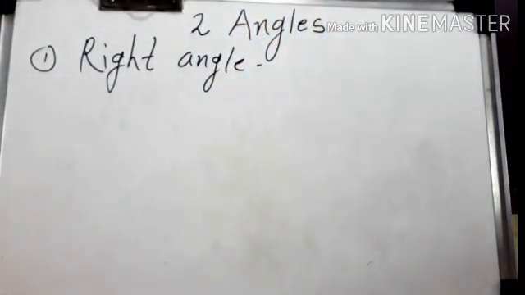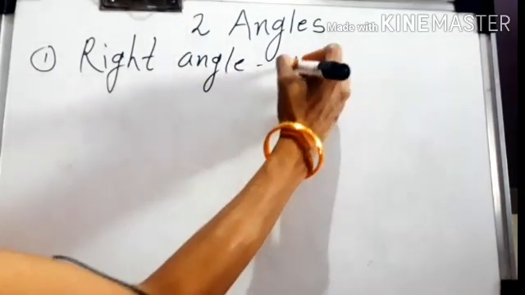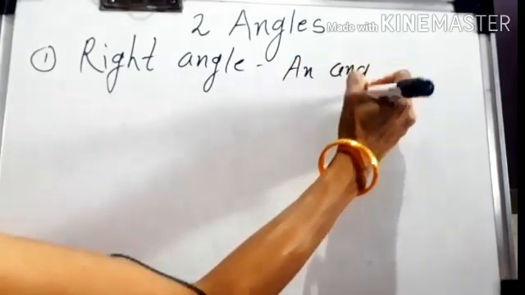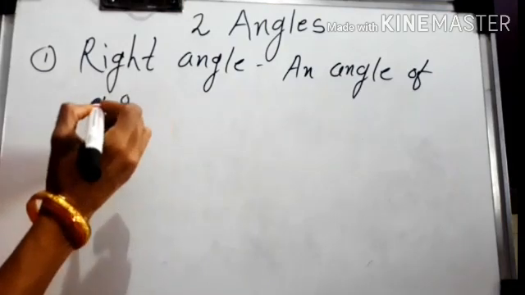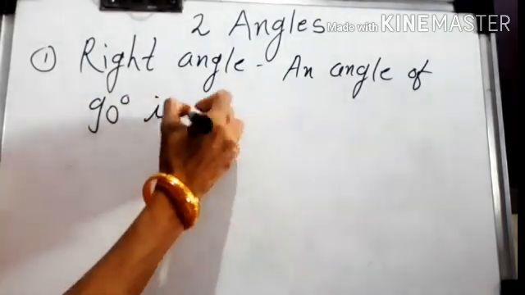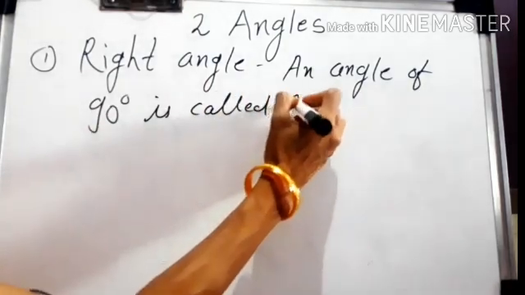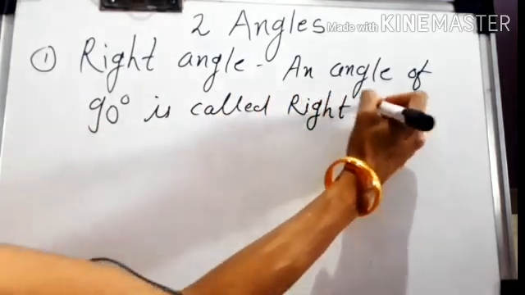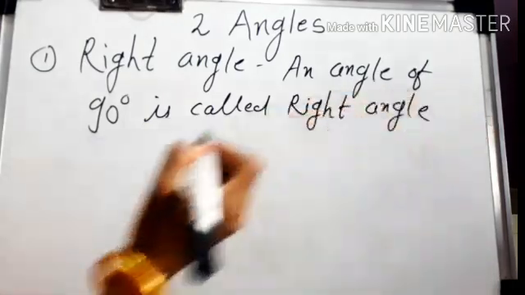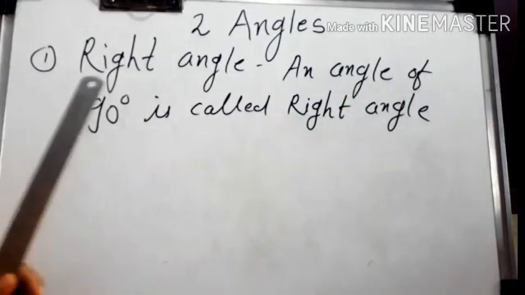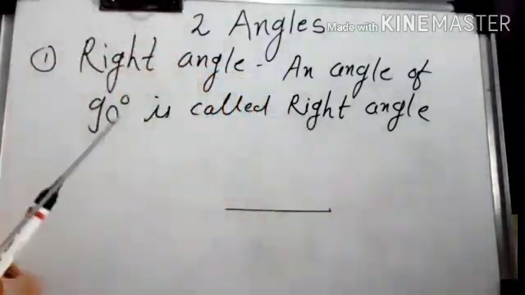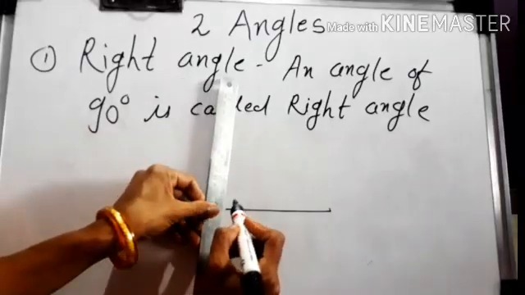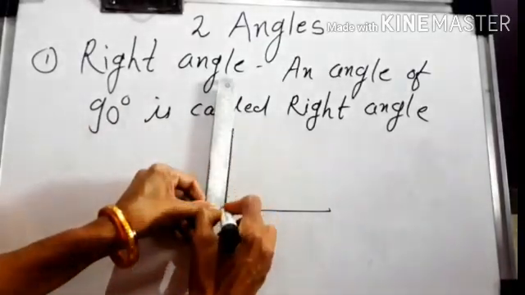So, what is meant by right angle? An angle of 90 degree is called right angle. So, you know how to draw the figure of right angle. See here, an angle of 90 degree is called a right angle. So, this is a right angle.